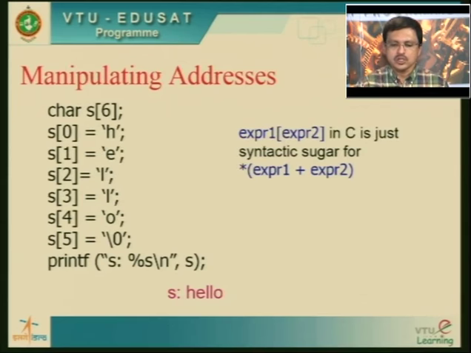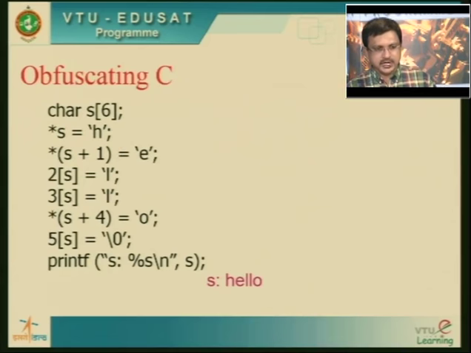hello. So, one of the easiest ways of remembering this nuance of pointer arithmetic is, if I have expression 1 within square brackets expression 2, in C it is just a syntactic sugar for contents of expression 1 plus expression 2. That means expression 2 and expression 1 are treated as integers. If it is a pointer, suitable scaling is applied and the contents of that is fetched. Okay. So, let us explore that here.